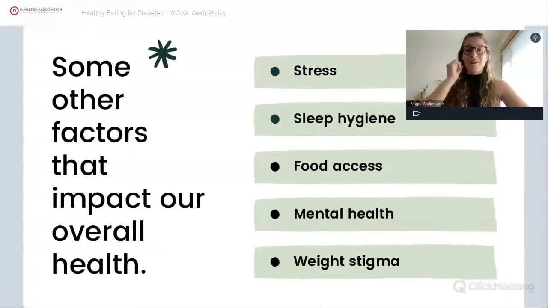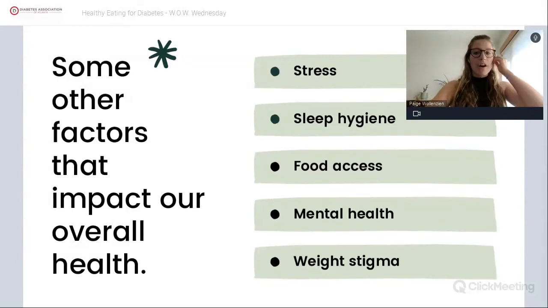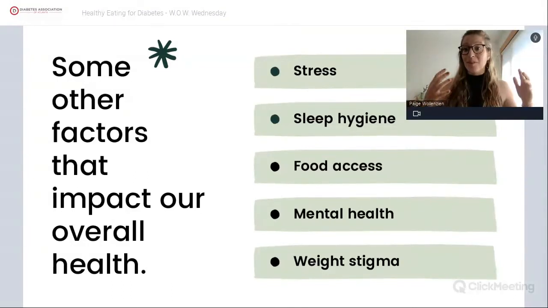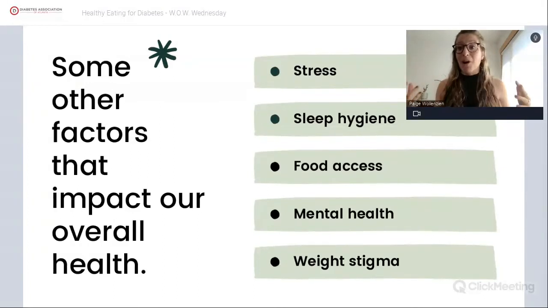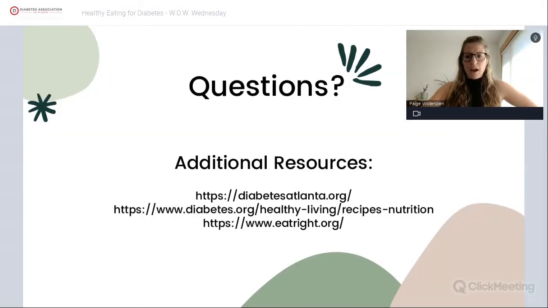And then again, I wanted to touch back on this point that I made at the beginning. There are other factors that do impact our blood sugar response. So we talked about food, we talked about nutrition today, but there are other things that can contribute for you specifically. These can include, but are certainly not limited to, things like stress, sleep hygiene, food access, mental health. If we're experiencing weight stigma in healthcare, our genetics that we touched on previously. And that is the end of my presentation.